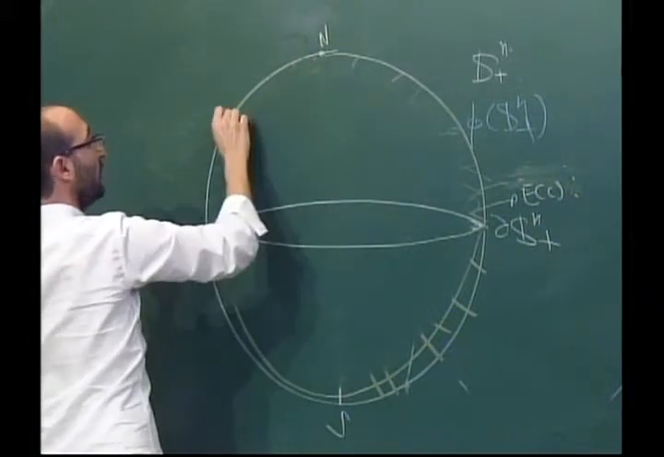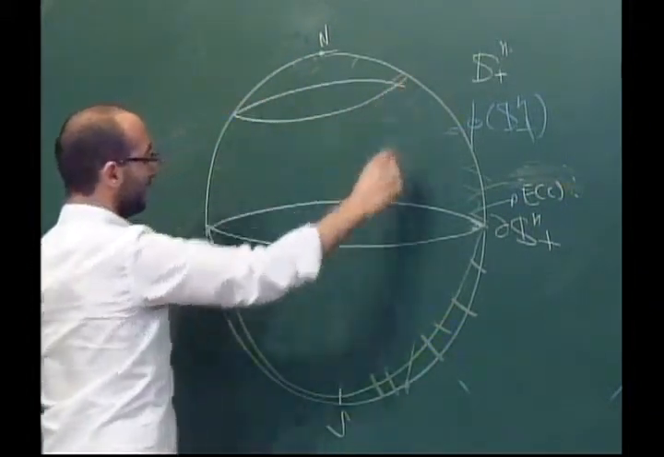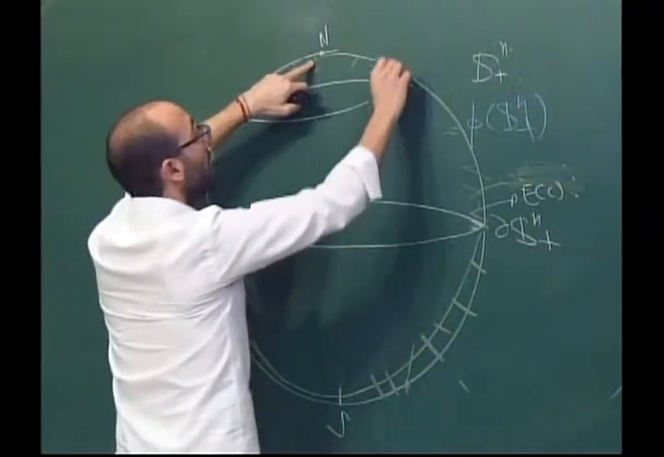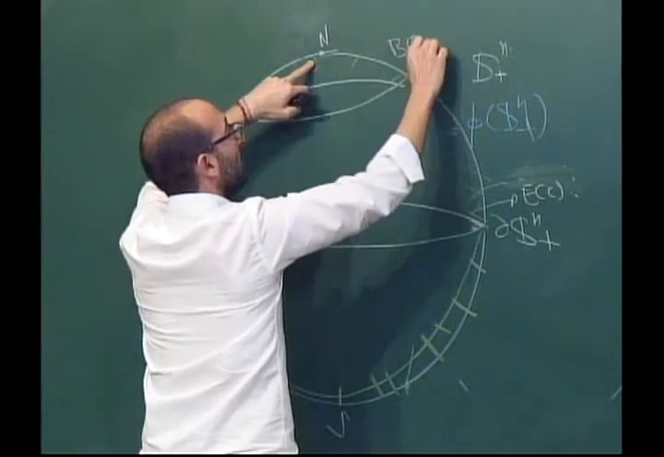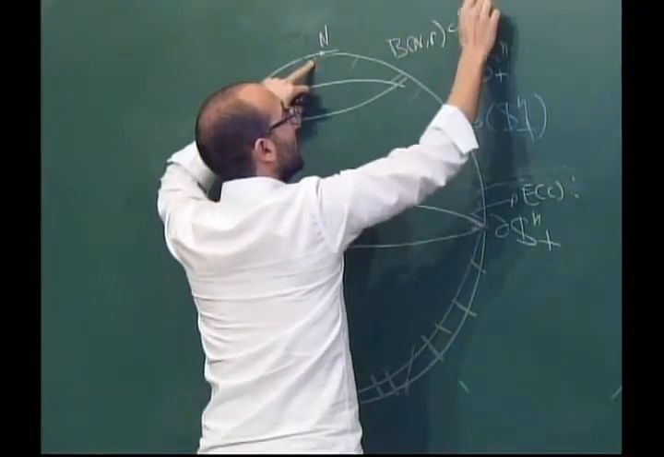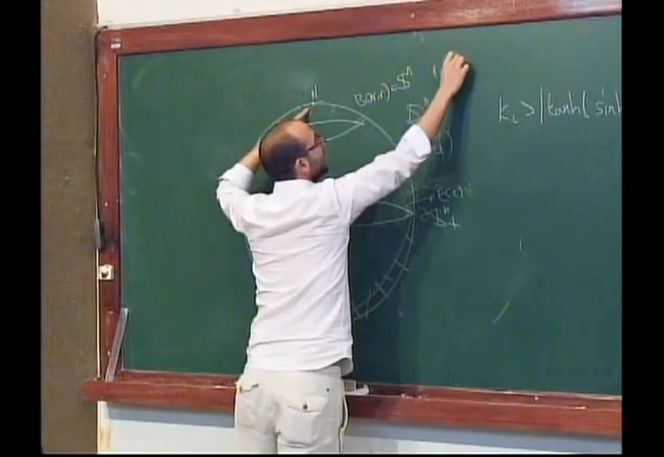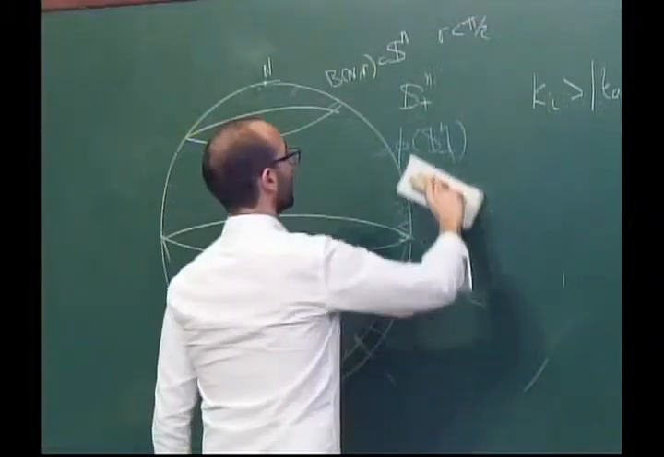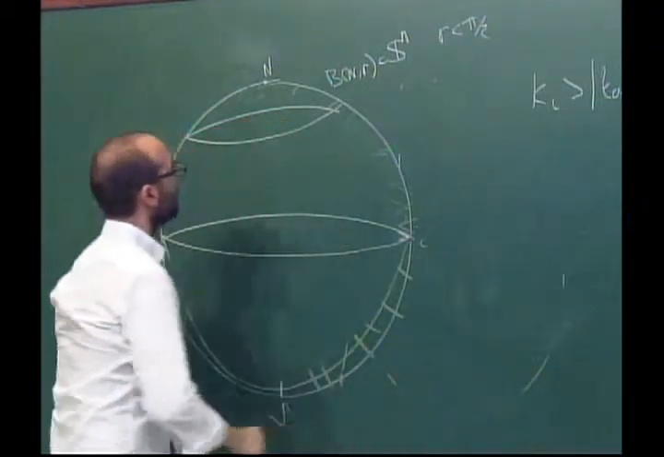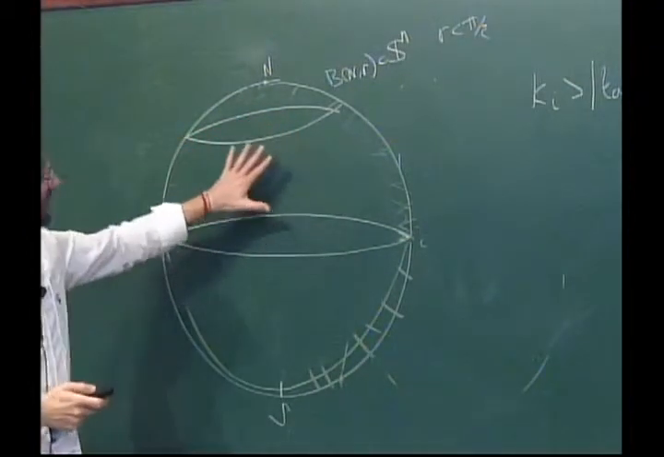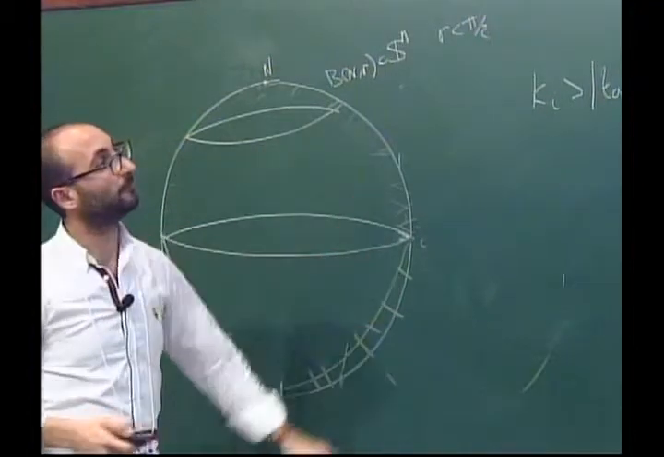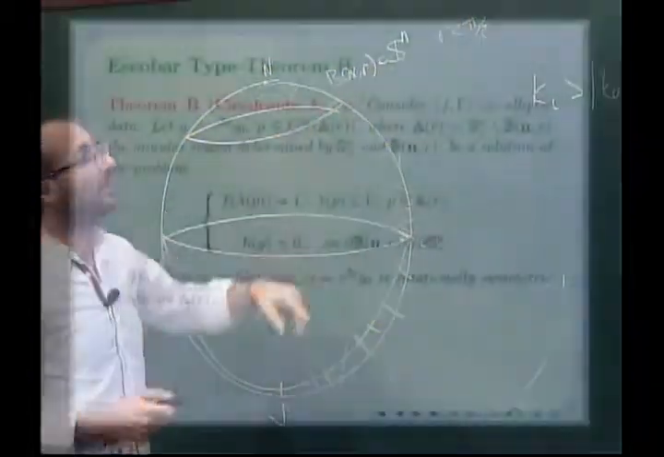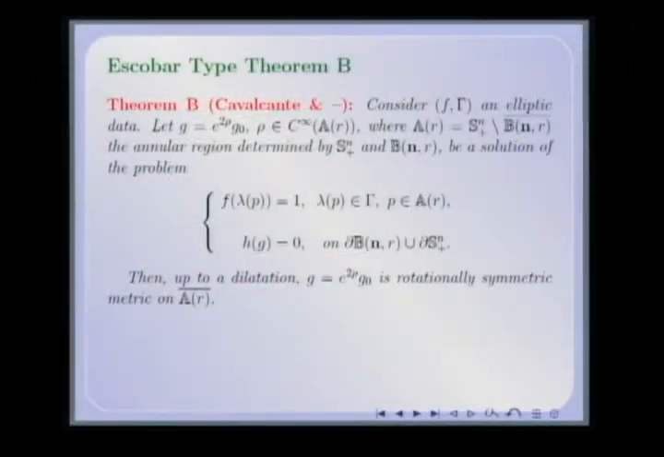Suppose that this is the North Pole, and I'm taking the upper hemisphere and a ball centered at the North Pole of some radius. The radius, of course, is less than pi over 2. That is the radius of the equator. And again, I'm going to assume that I have a solution in this region here, so that the scalar curvature of the conformal metric is 1, and now the boundary is minimal.